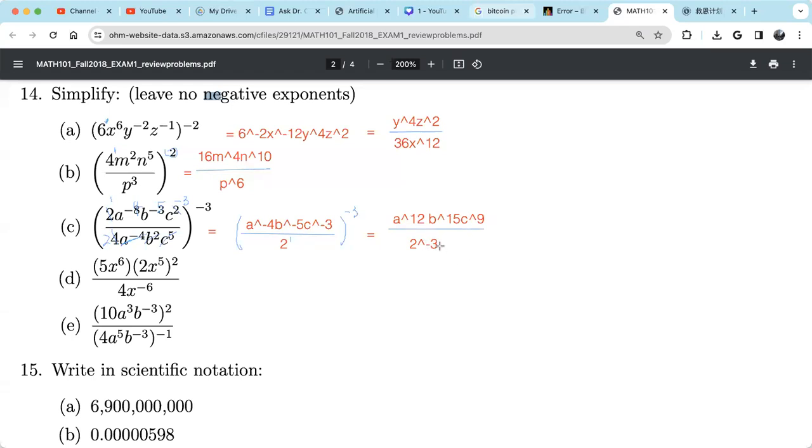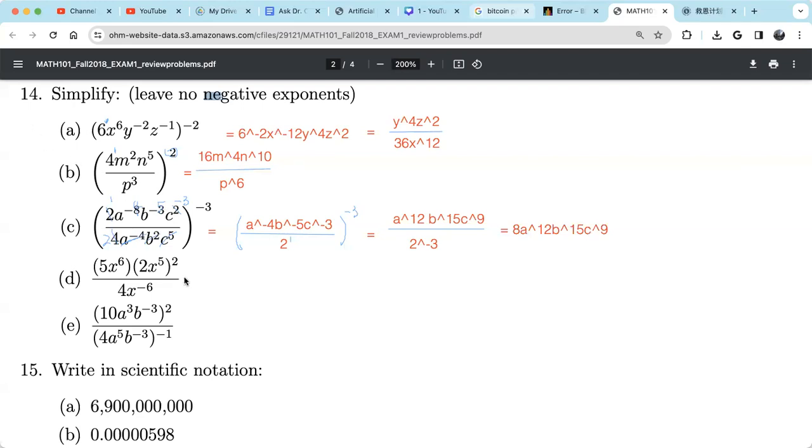Well, 2 raised by -3, we move to the numerator. Becomes 2 raised by +3. Well, 2 raised by +3, that's just 8. So the answer for C is the number 8, then letter a raised by 12, b raised by 15, c raised by 9.